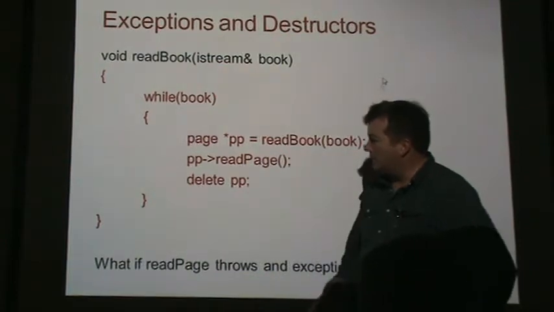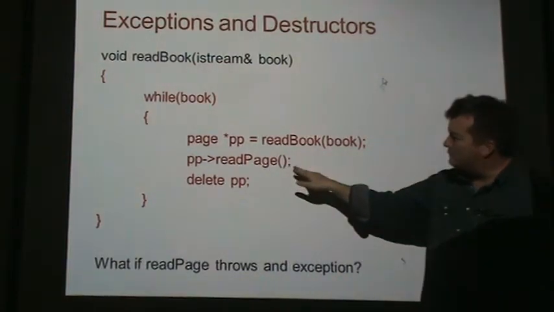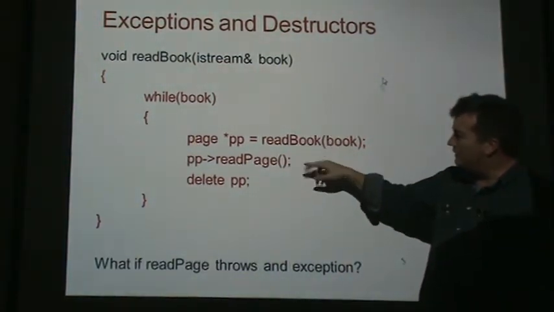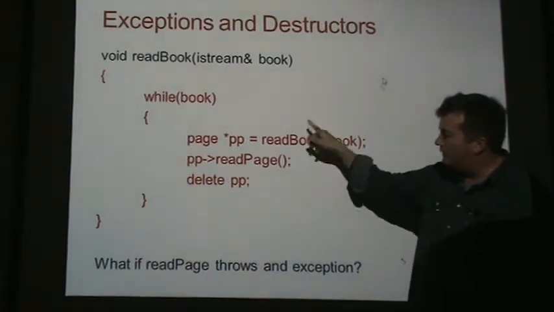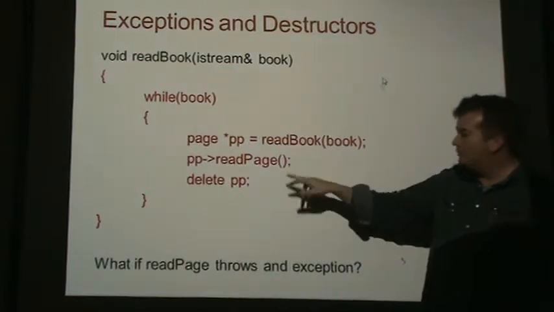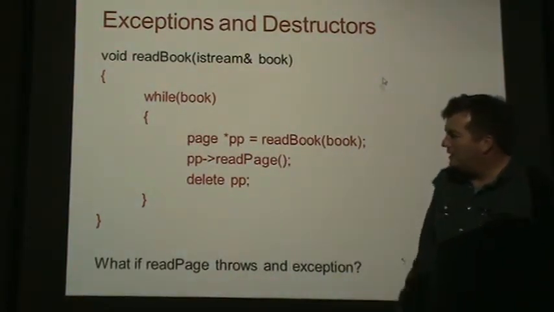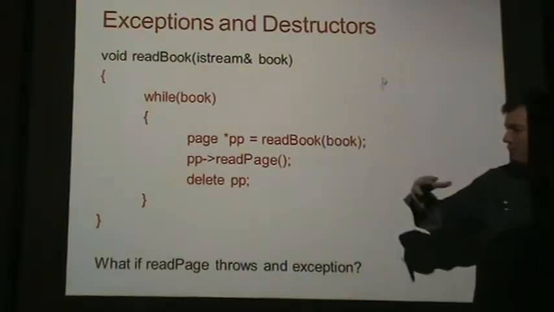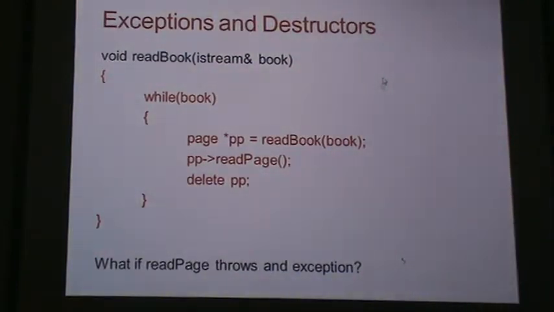Well, I shouldn't say kind of. We'd have a memory leak, but you might think, well, this happens once in a while. But the way this code is written is we just keep reading pages out of a book. But suppose there was something wrong with the book and we kept hitting the same exception while we were reading the page. Then we'd have all these pages that we gathered and never freed up.